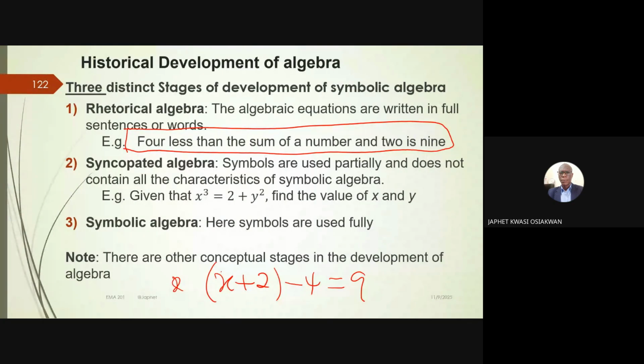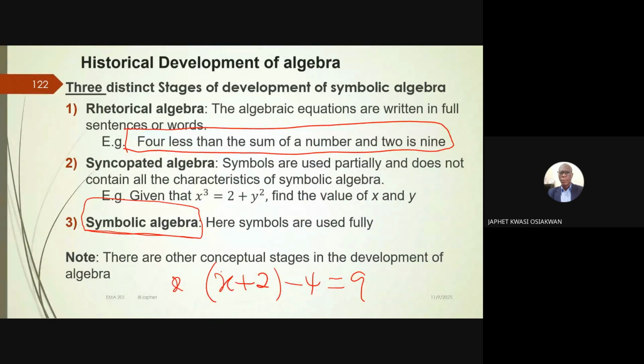So this is what we do today. If you want to work, this is what you do, and then you find X. That's all. But those days, you see them writing in words like this, and they will give you the number. But here today, we want to write it like this before we can get it. When you write it that way, then we say that it is symbolic algebra. So you are on the 3rd stage.